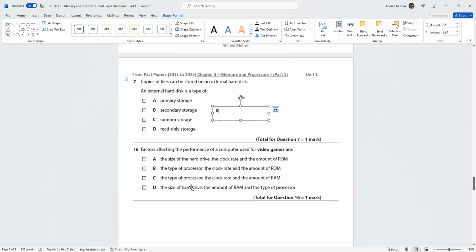But when you put clock rate versus the size of hard drive, which one is more important? Which one matters more? Users would say the clock rate matters more. How many instructions can it execute every second? That matters more than the size of hard drive. So in this case, when you compare the two answers, answer C is the correct answer. I hope it makes sense. So over here we put answer C.